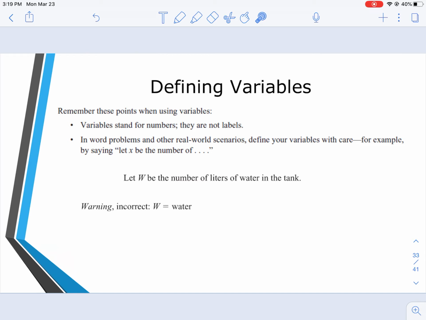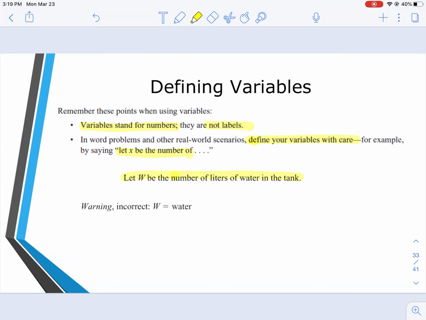Along with thinking about this, we're going to be working with variables, and variables are really just looking at numbers but they're either unknown or they're varying, they're changing on us. So it's important when we use variables to define them. So we say let x be the number of, and it's also important to recognize that variables are not labels. So if you're working with a problem of water in a tank, it would be correct to say W be the number of liters of water in the tank.